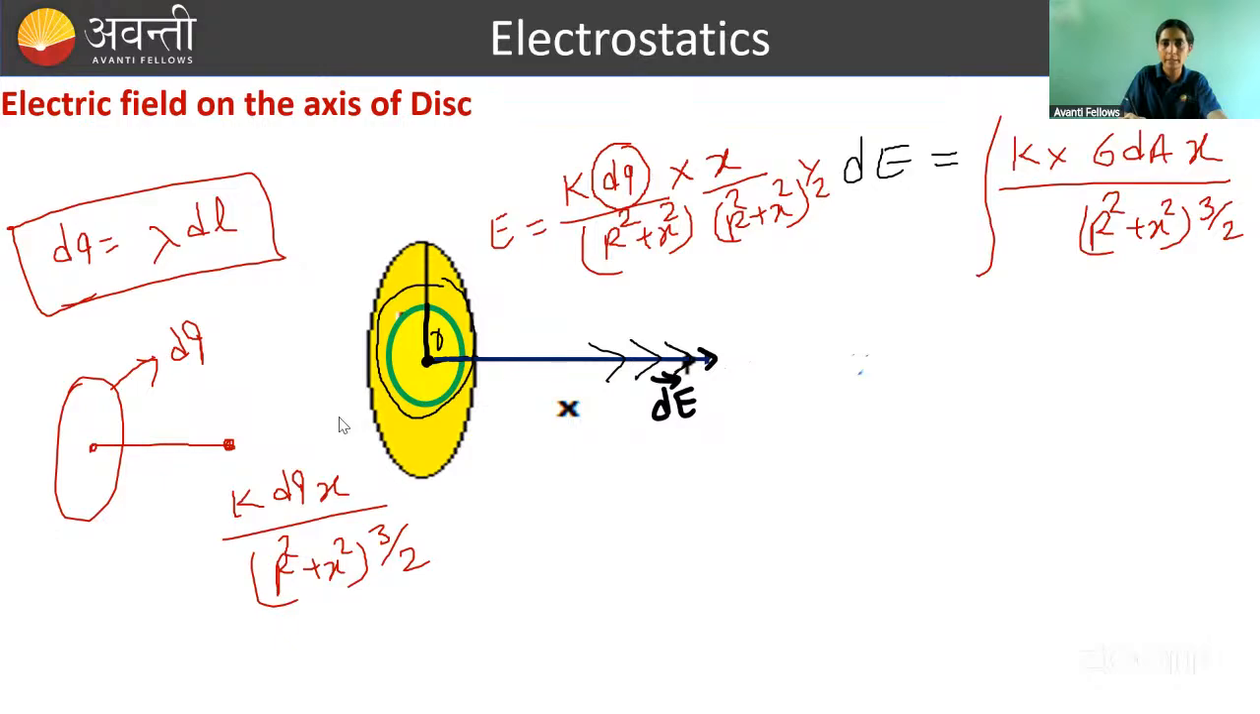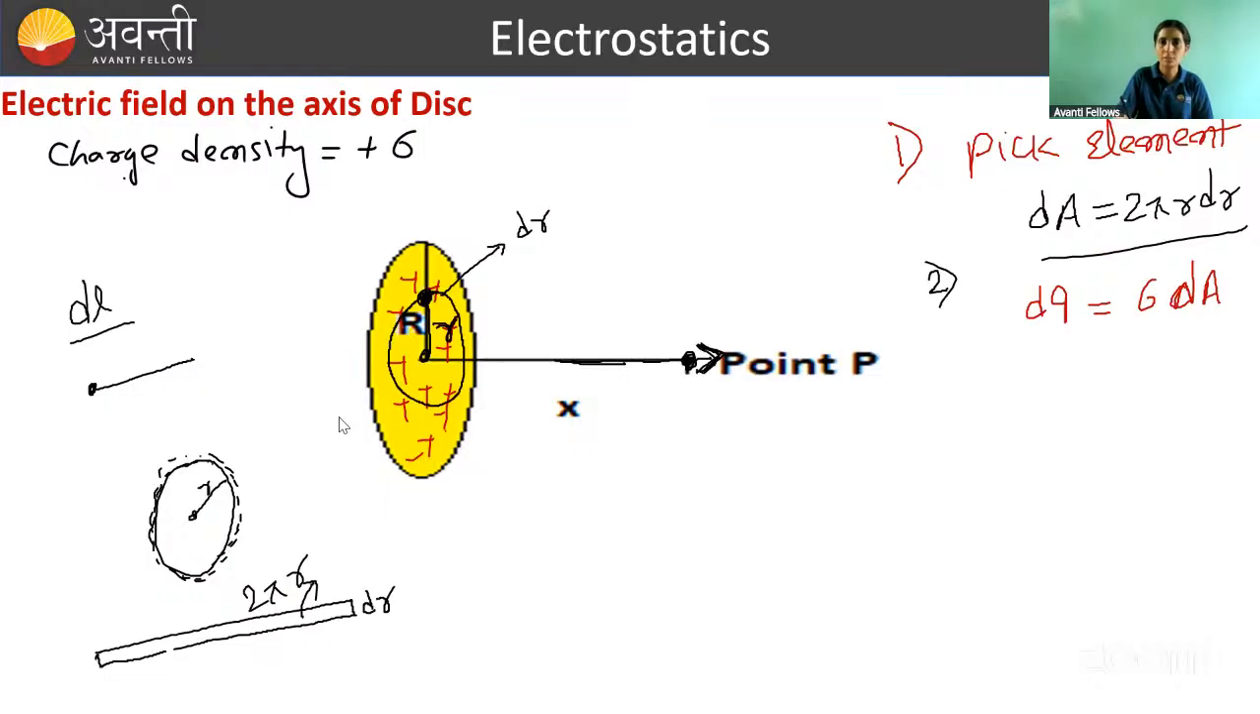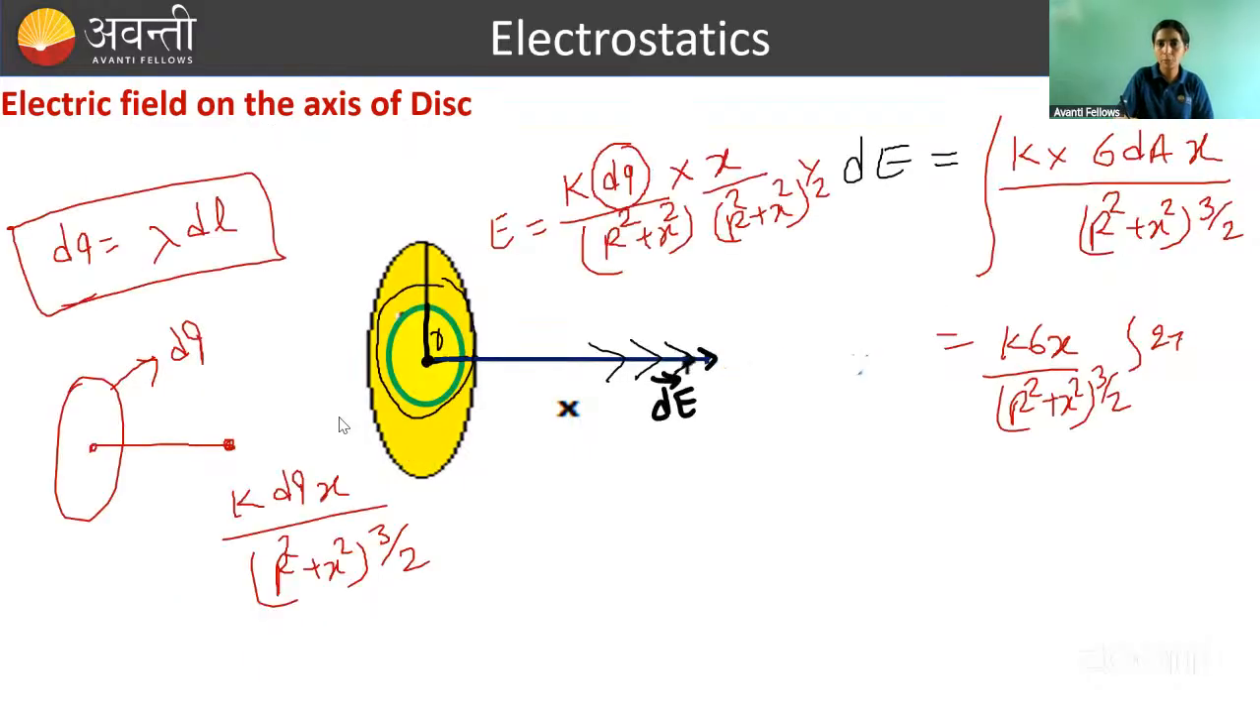Now do one thing, write all the values. Whatever is constant, take that outside. k sigma by r square plus x square to the power 3/2 is a constant. x here also is a constant, so we took x outside as well. What value did we write for dA? dA is 2 pi r dr. So here you will write 2 pi r dr. Again 2 pi is a constant, you take it outside. k sigma x divided by r square plus x square to the power 3/2 into 2 pi, and here what will be there?